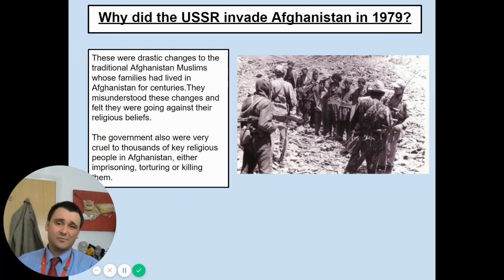And it didn't help that this government was really cruel to thousands of key religious people in Afghanistan as well. Lots of people were either imprisoned, or tortured, or killed. Looking at it from the Afghan point of view, this new atheist government has come in, it's forced changes they didn't want, and it started to target key religious individuals. So you can imagine how upset the majority of the population of Afghanistan would be.